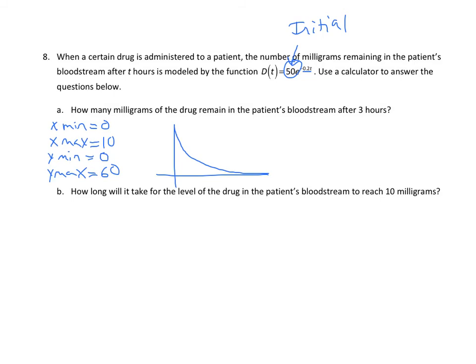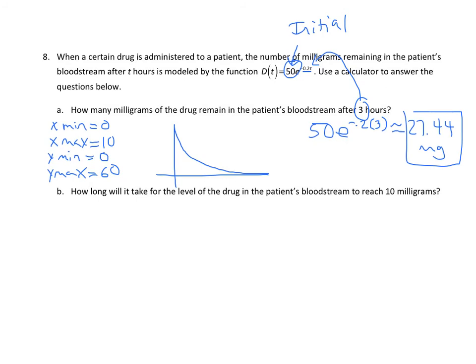And the question is, how many milligrams of the drug remain in the patient's bloodstream after 3 hours? The easy way to do this is to skip all this graphing and just plug 3 in for t. So we could have just done 50e^(-0.2 times 3), and you get about 27.44 milligrams.